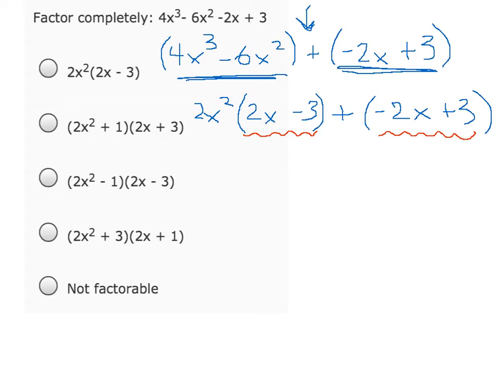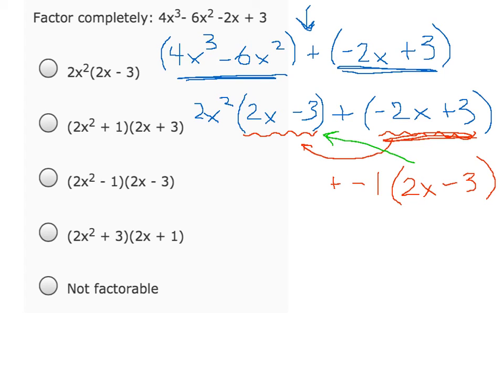So our goal is to get this second grouping to look like this first grouping, and we can do so by factoring out a negative 1 in the second grouping. So instead, we should make this plus a negative 1 times 2x minus 3. And now notice that the parenthesis groupings now are identical.